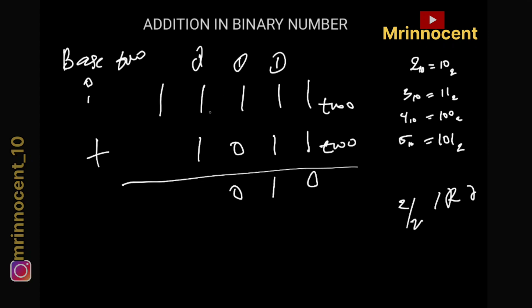You have 1 plus 1 plus 1 is 3. 3 in base 2 is 1, 1. Write 1 and take the remainder to the next one. You have 1 plus 1 is 2, and 2 in base 2 is 1, 0. So the answer is 1, 0, 1, 0, 0, 1, 0, all in base 2.